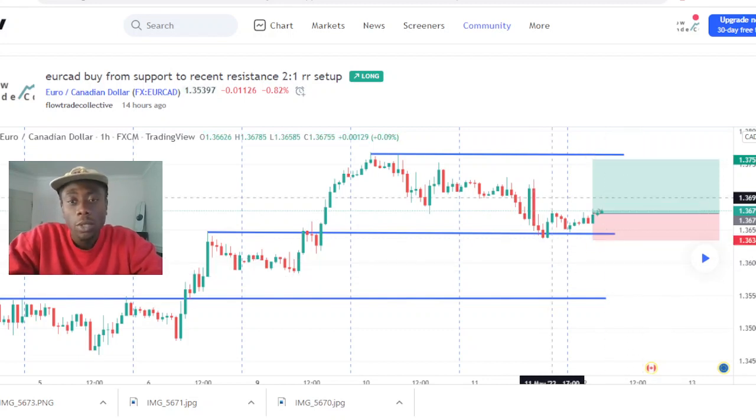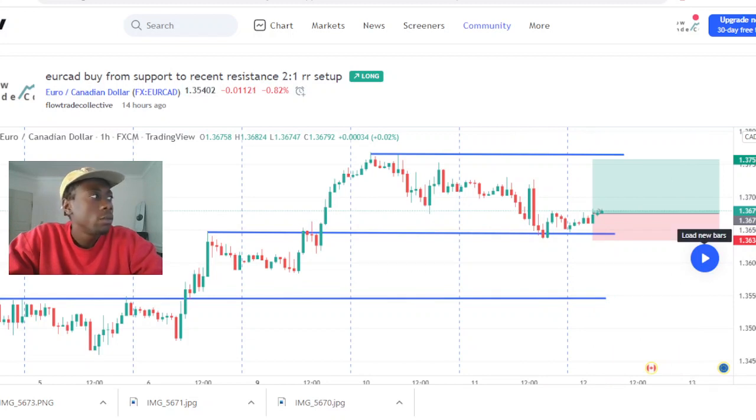So that's what I'm going to go do here for you guys and show you guys how this trade panned out. And this was like a public trade that I did post on my wall on TradingView.